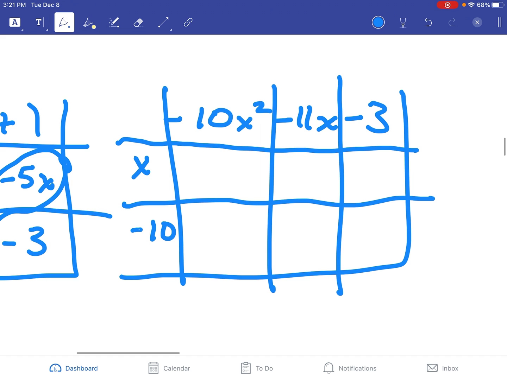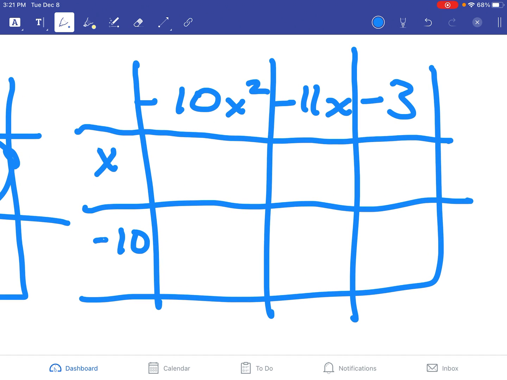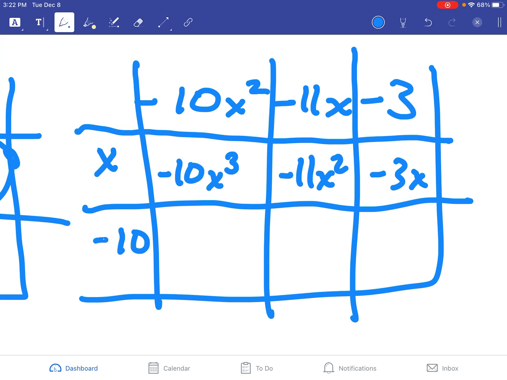Okay, let's make that big too. Okay, so we multiply again the intersecting boxes. Negative 10x squared times x is negative 10x to the third. X times negative 11x is negative 11x squared. X times negative 3 is negative 3x. Negative 10x squared times negative 10 is going to be positive 100x squared. Negative 10 times negative 11 is going to be positive 110x. And negative 10 times negative 3 is going to be positive 30.